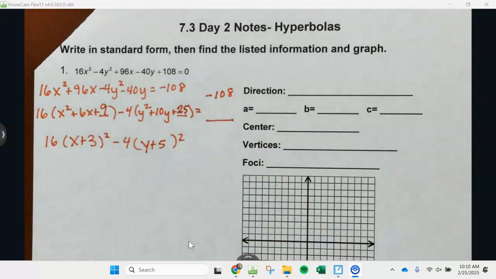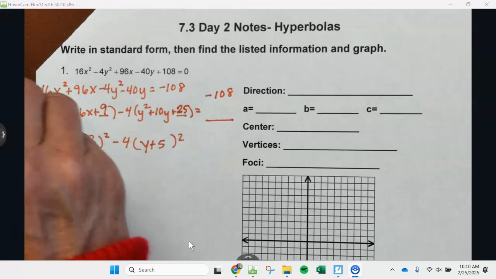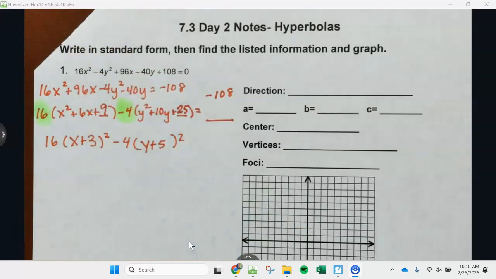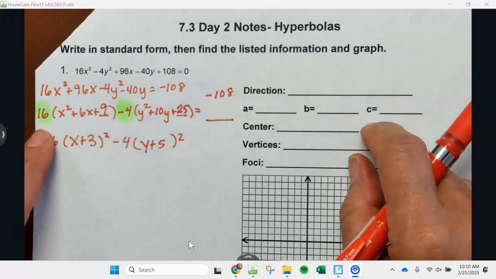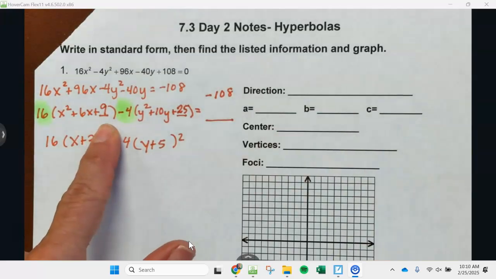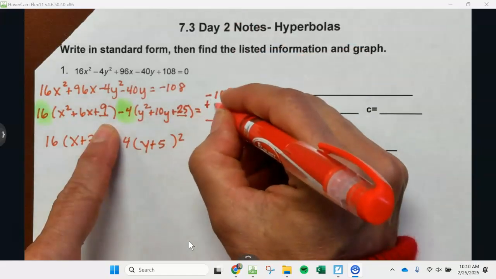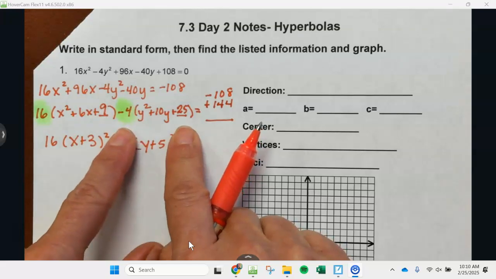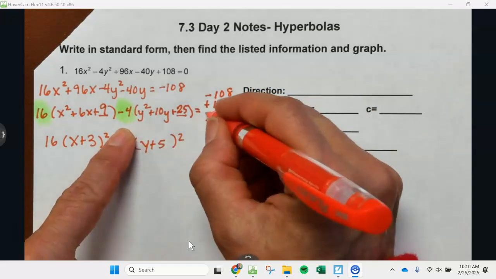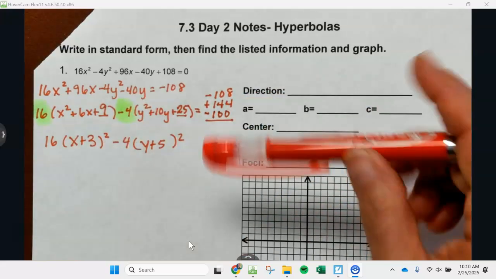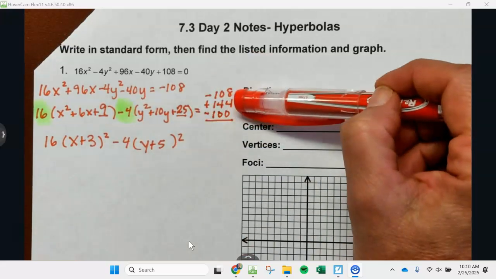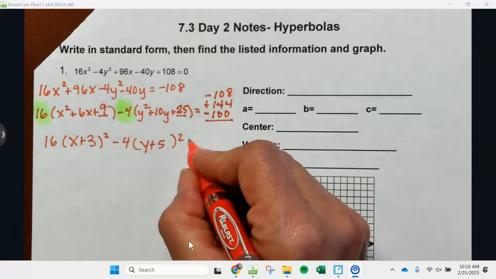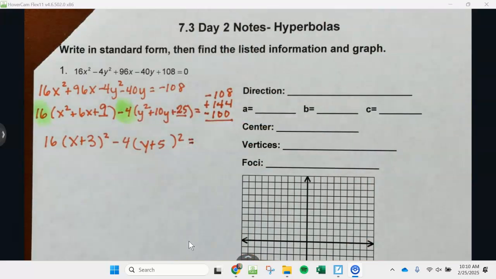And again, guys, I am going to use my highlighter and highlight these because I know I'm not just adding a 9 and a 25, because there's values here that are being multiplied by those outside numbers. 16 times 9, that's 144. So I know I've added that value. And then 25 times a negative 4 is a negative 100. So y'all, when I add up all these numbers over here on the right side of the equal sign, that is a negative 64.